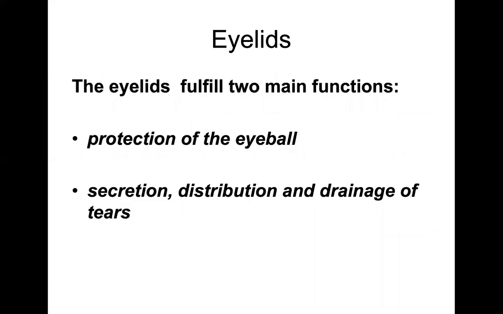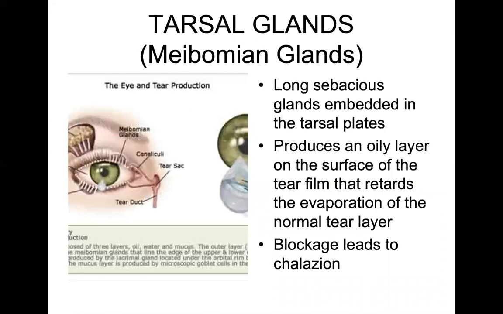Now, protection and secretion, distribution, and drainage of tears. Remember that when the eyes become dry, this is usually not a good condition. So when you have dry eyes, that will eventually lead to eye discomfort, that will eventually lead to distortion of the visual acuity later on, and that will also lead to a lot of sequelae of some eye abnormalities.